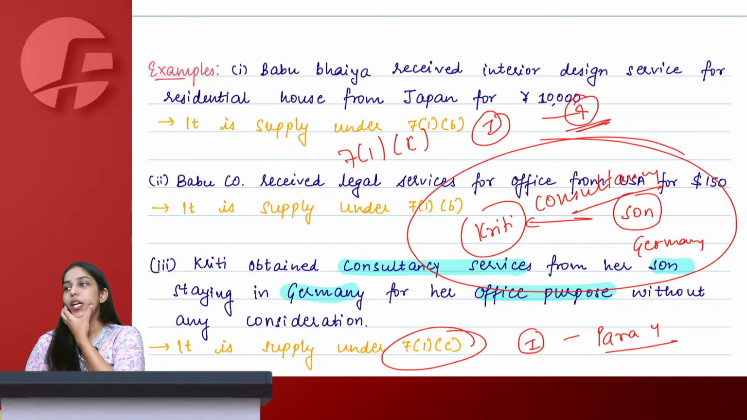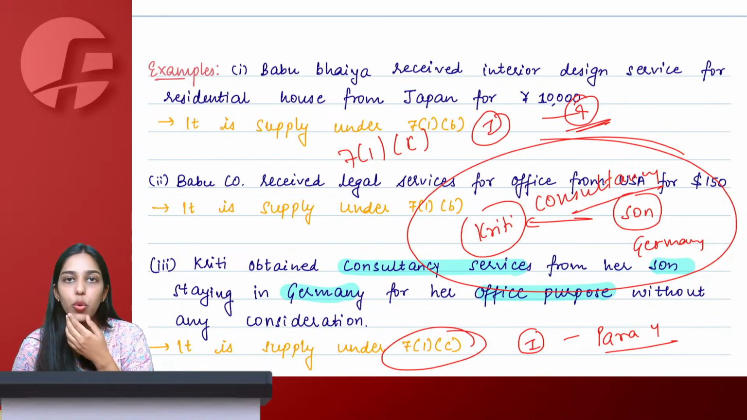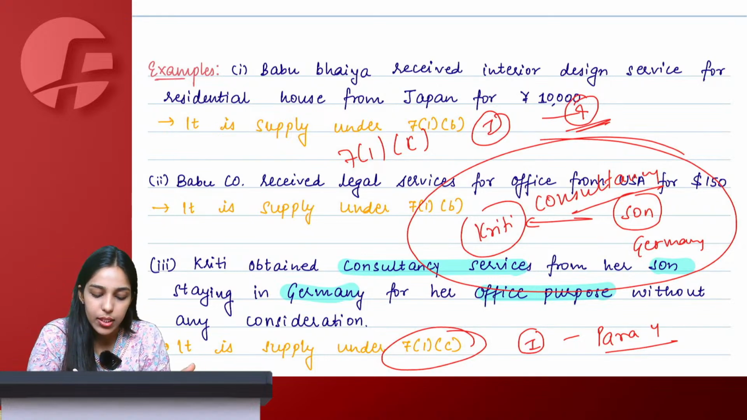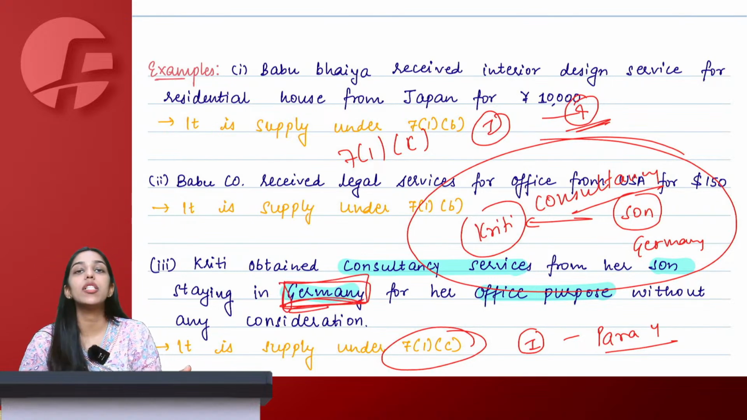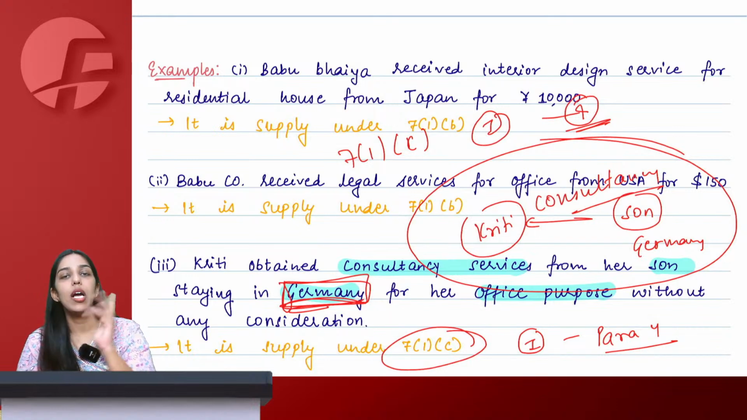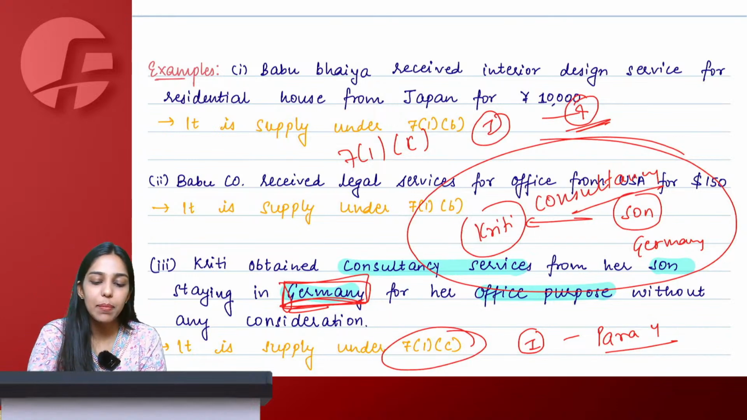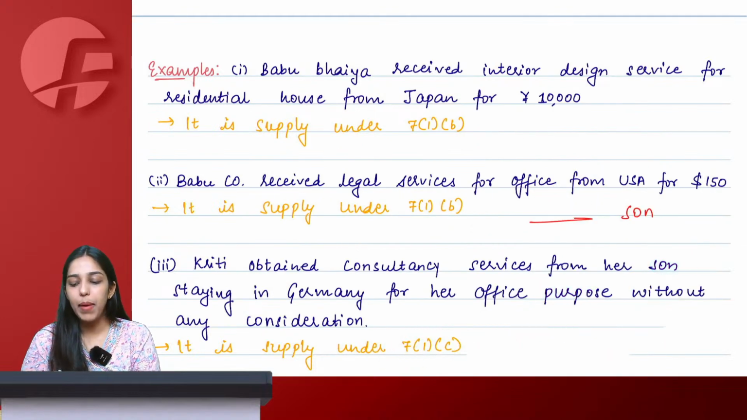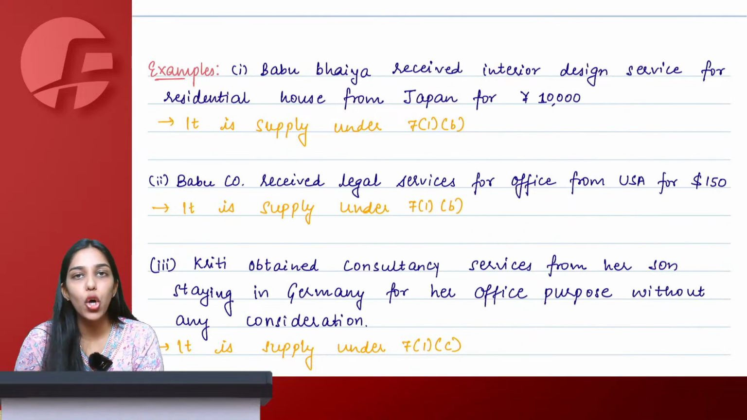Tell me yes or no. Not para 2, guys. Understood, related person, business purpose. But this is import. This is particularly from Germany. Therefore, this is import, and import always falls under para number 4. It is a supply. The answer is yes. But under para 2, the answer is no. It is under para 4 because it is import of service.